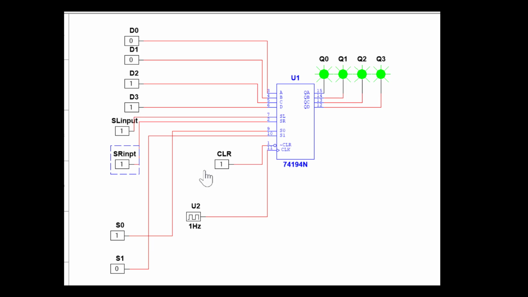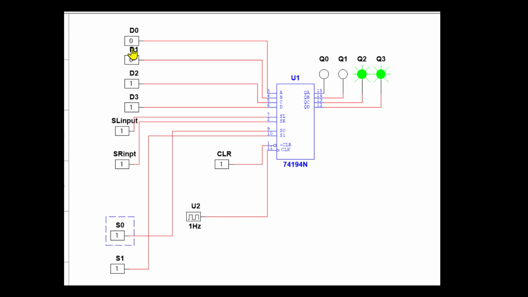If I make 1 0, let me clear it once. Let me make 1 0. Now it's going to be left shift. That means your Q3 will come first, then data will be shifted towards this side. Now you can see here your 1 input is getting shifted towards the left side. This is with 1 0.